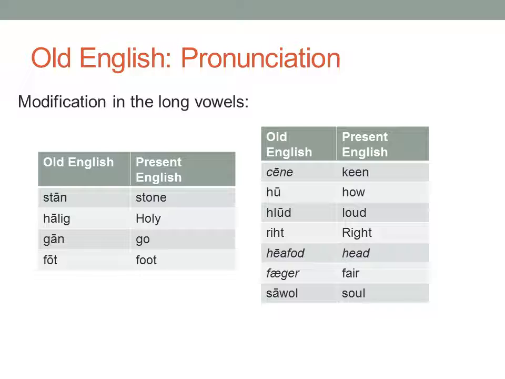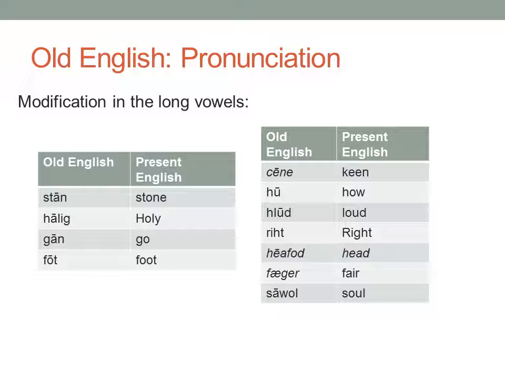But a few changes we could see here in terms of the pronunciation demarcate the Old English from the present day English. The first thing that we could see was that the long vowels underwent a significant change in this particular period. We can have these examples here. We can see that stan became stone, halig became holy, gan became go, fot became foot. So that kind of long vowels underwent change.